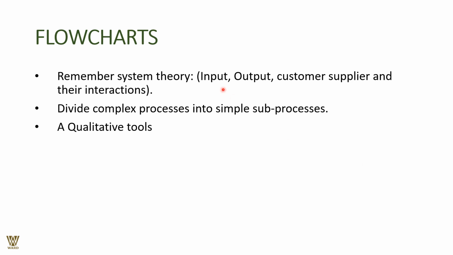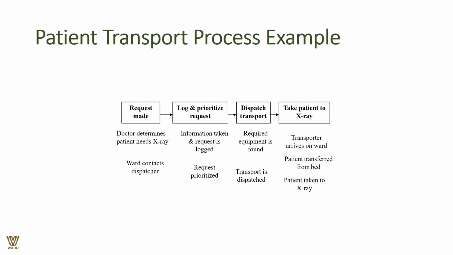So we are talking about input, output, the suppliers and their interactions thereof. So it divides a complex process into much simpler sub-processes. It is all about the flowchart. Flowchart reminds me of a pictorial representation of the workflow altogether, as in who is doing what, which departments are involved in it, and if there are any bottlenecks, it becomes very easy for you to understand the bottlenecks through the help of a flowchart.